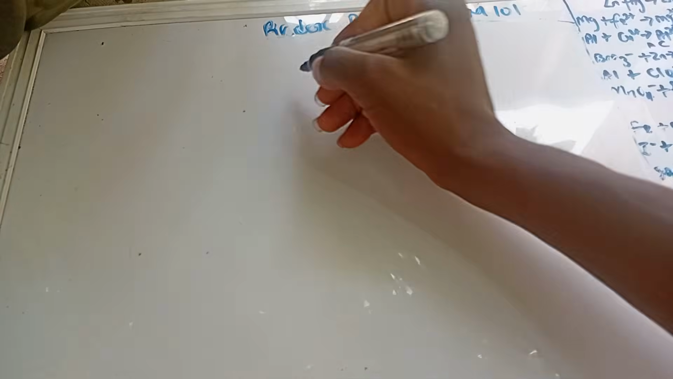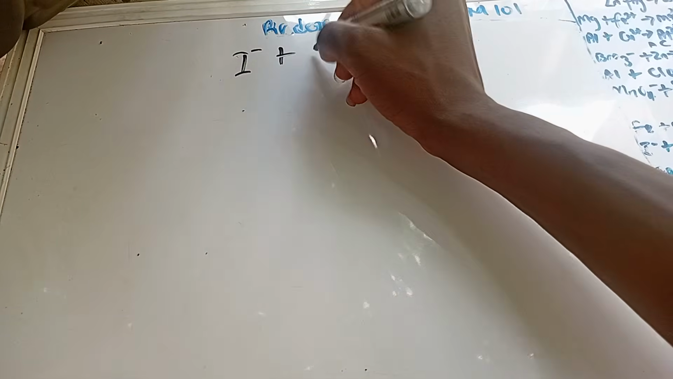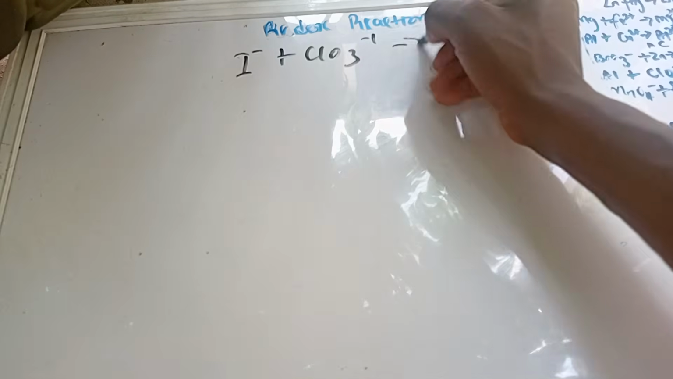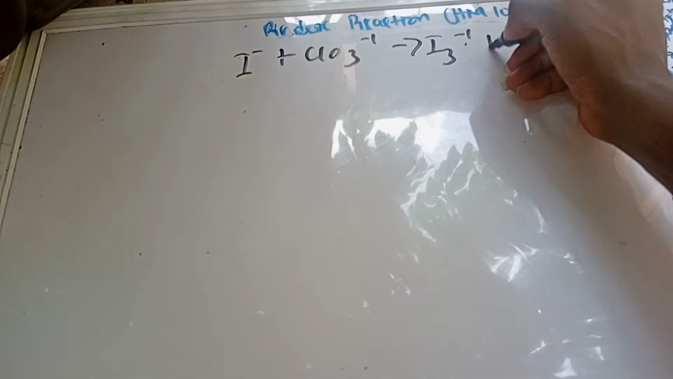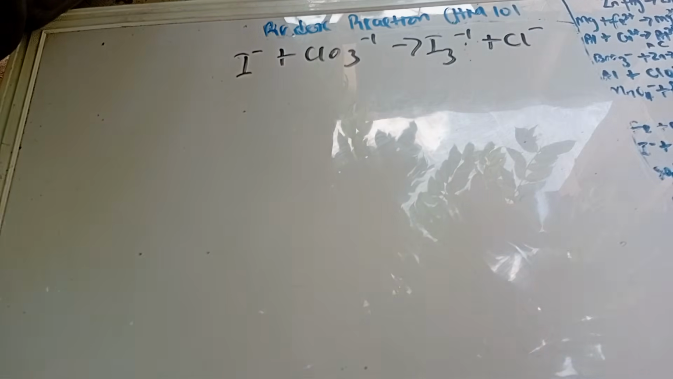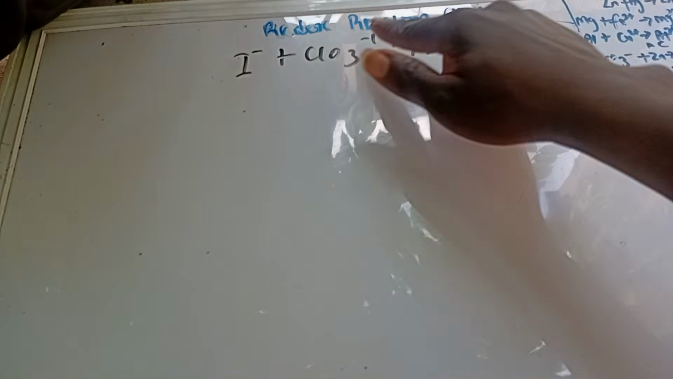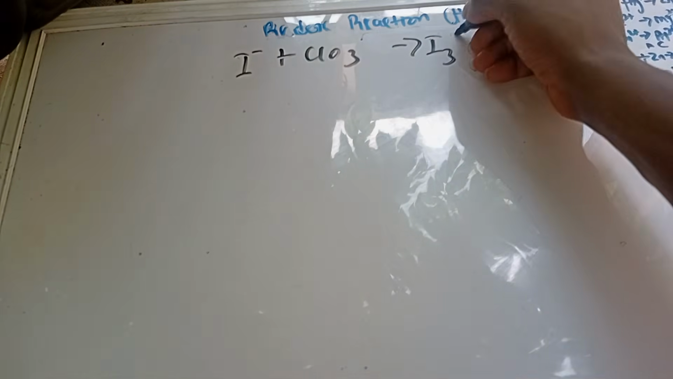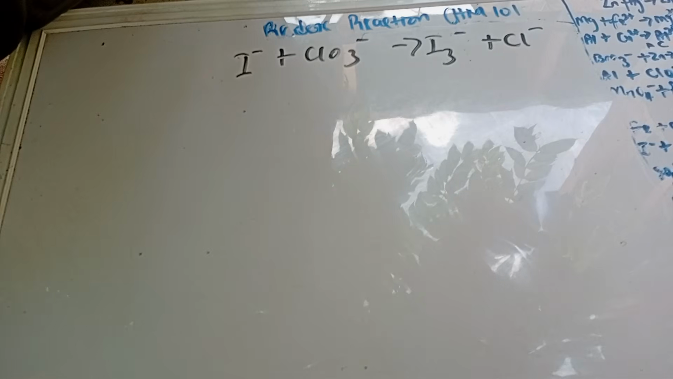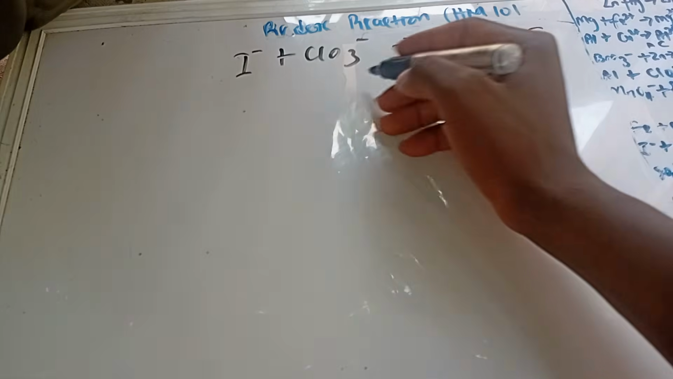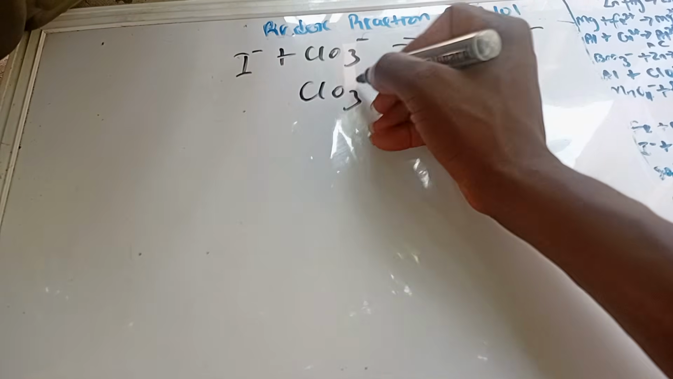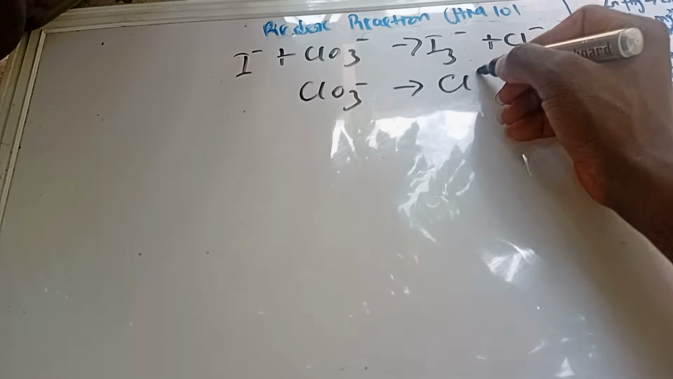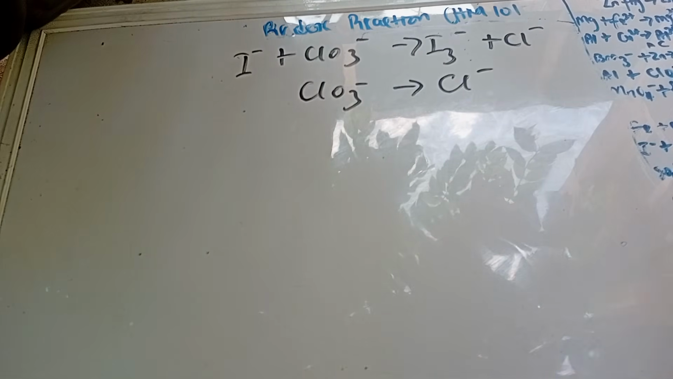Now here we have I minus plus ClO3 minus to give us I3 minus plus Cl minus. There's no need of putting one. Now, for this one, it is reduced because there's a loss of oxygen, ClO3 minus to give us Cl minus. But we have to balance the atom first.